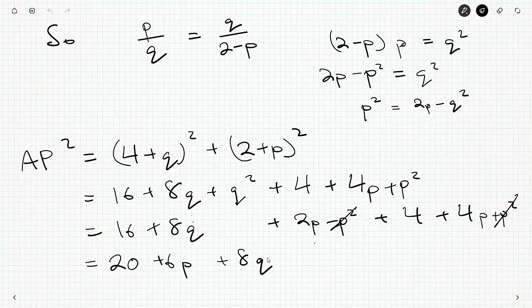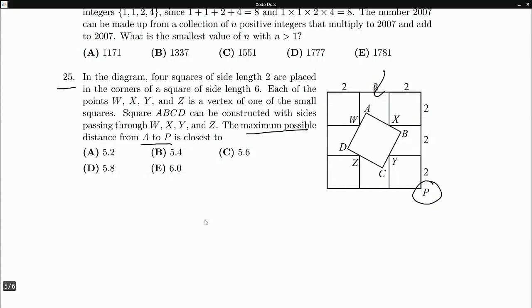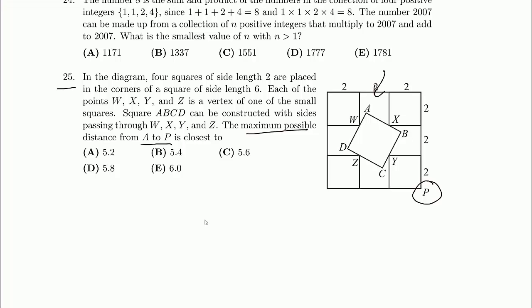You know, if P is 1 and Q is 1, we've shown that that'll work. What would happen if I had AP squared is 34? Well, square root of 34 is 5.8 something, so that would be an answer of D, and that's not bad. The question is, can we get close to 6.0?